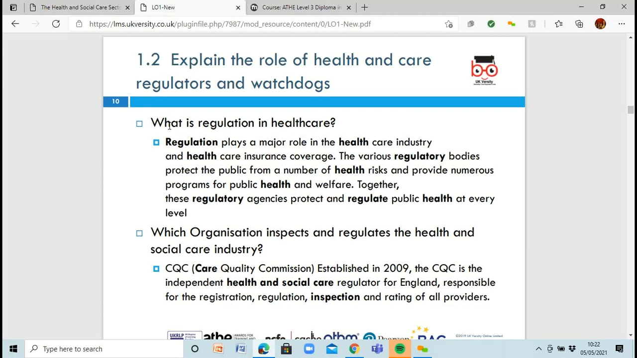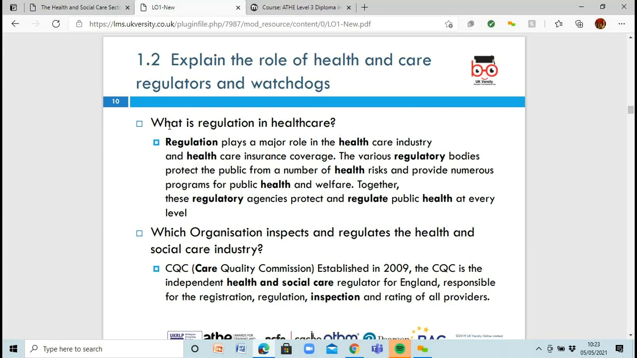As we spoke about a moment ago, the CQC. The Care Quality Commission was established in 2009, and it's an independent health and social care regulator. They're not paid by the government. They've not got any interest in following what the government wants. They're there to make sure that everything is done the way it needs to be done, completely independent.